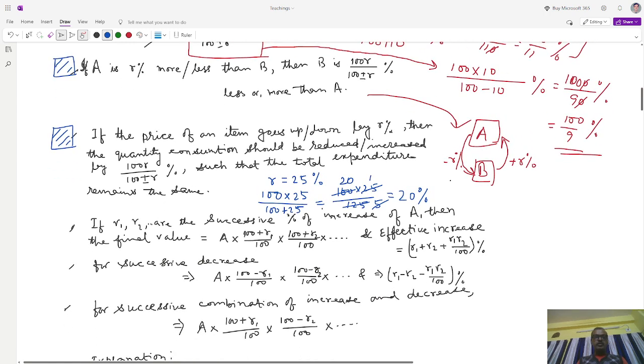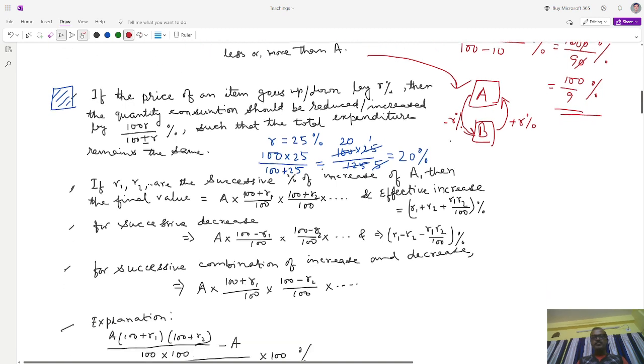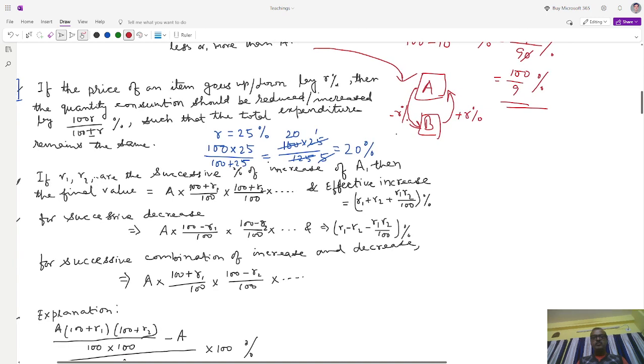Now come to the next point. If R1, R2 are the successive percent of increase of A, then the final value equals A into (100 plus R1) divided by 100 into (100 plus R2) divided by 100 and so on. Okay. What is the meaning of this expression? I am explaining here. Just see.